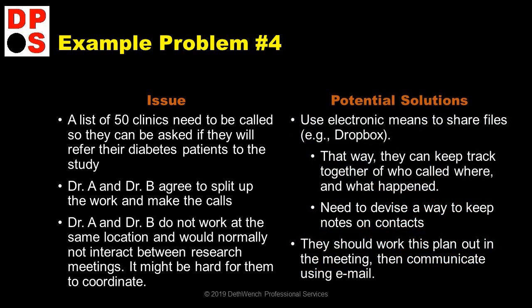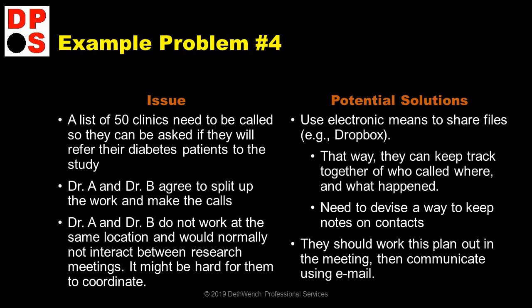Well, here's where setting up transparency can be an advantage. If you run the research team out of a shared drive like Dropbox, then a folder or directory can be made just for this task, and doctors A and B can use that to keep track of their work. They might make a shared spreadsheet with the list of clinics and phone numbers on it, and then mark up who will call which clinic, and when they do talk to them, what the clinic says.